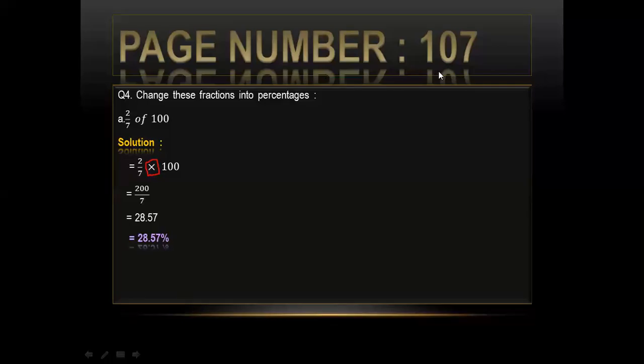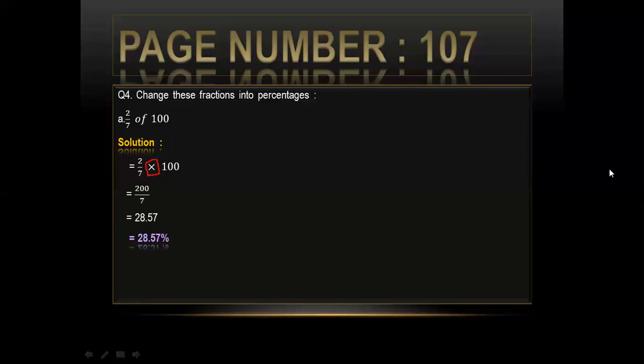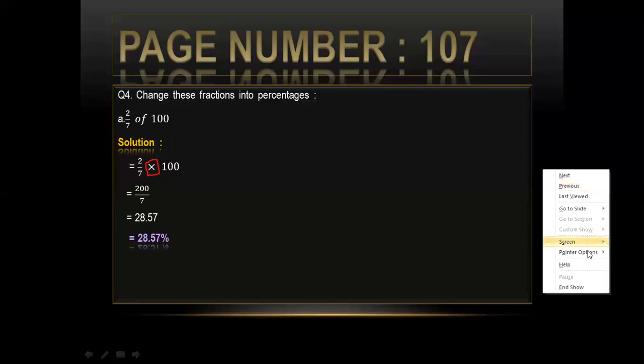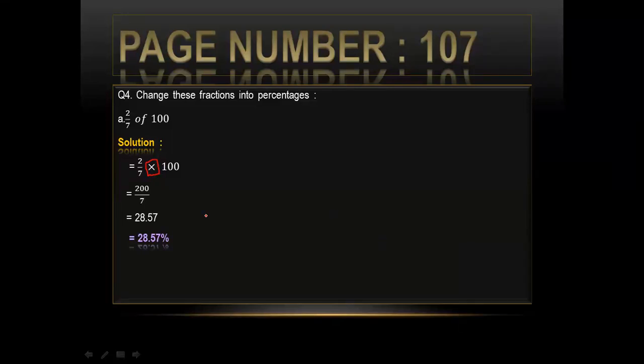Any questions in here? 2 over 7 of 100 means instead of "of" we write here a multiplication sign, 200 over 7, and after dividing it, 28.57. We write here the percentage sign. 28.57% is our required answer.